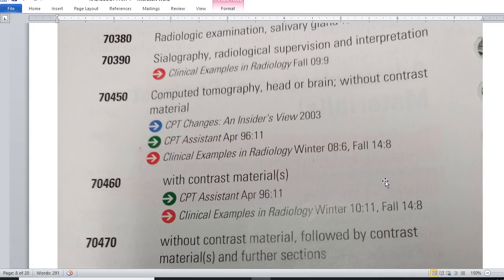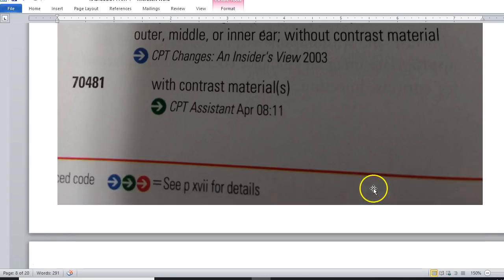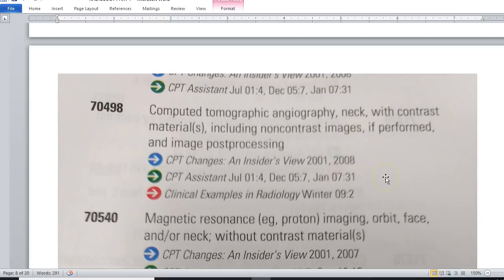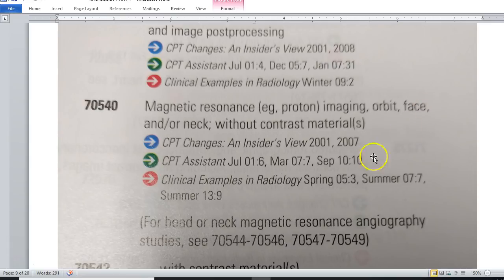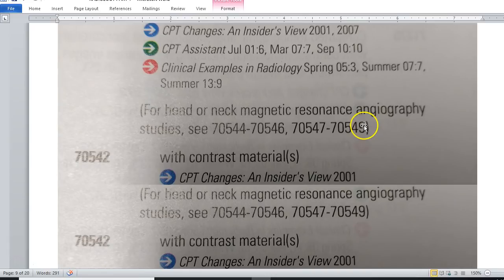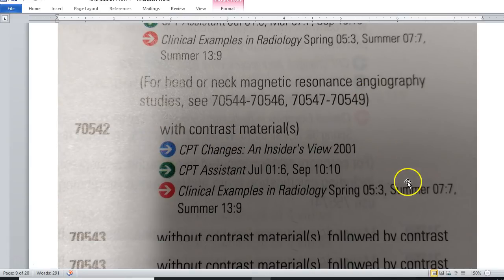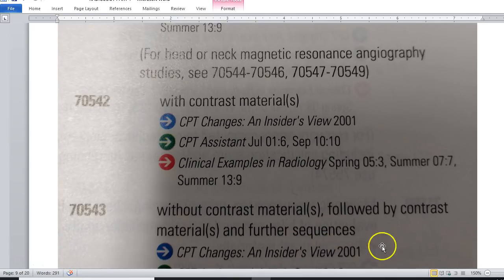If we continue on to page 449, this is where you start seeing the magnetic resonance imaging. And again, this is an MRI of the orbit, face, and/or neck. Again, we'll still see without contrast materials, with contrast materials, and then without contrast materials, followed by contrast materials. You'll also see if there's an angiography of the same part of the body, they will give us a notation. So if we got to the wrong place, we can go, oh, we're close. We only have to go a little bit further to find these.